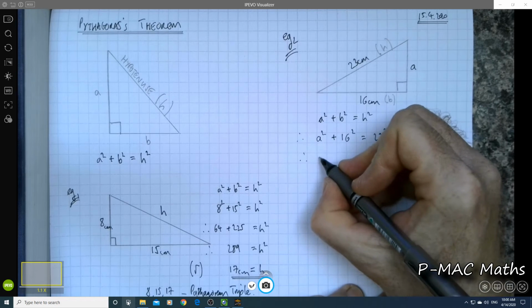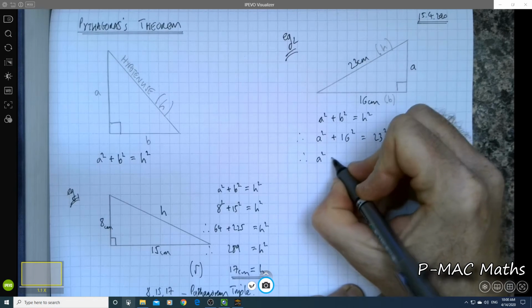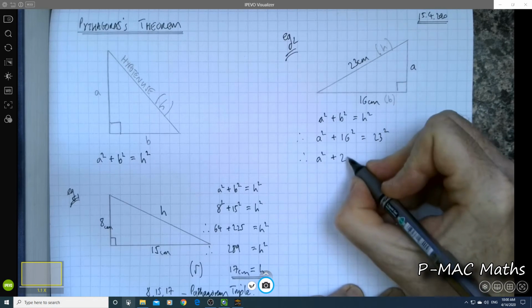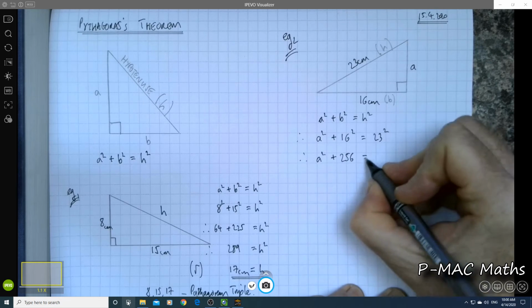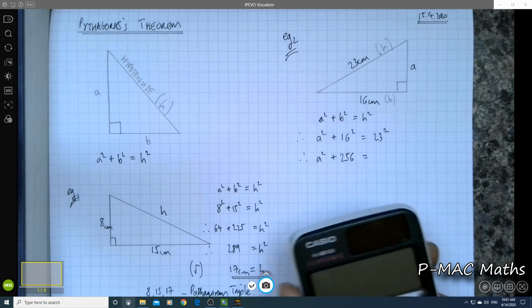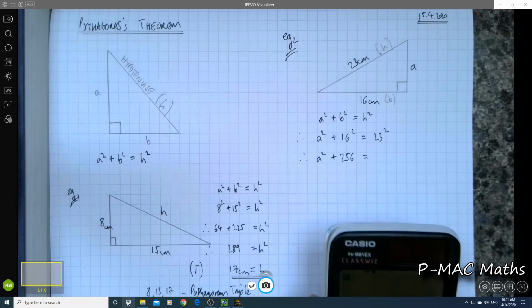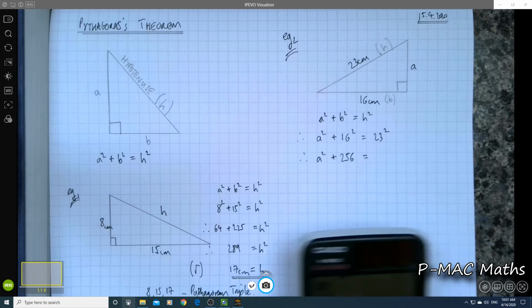Let's now square these numbers. A squared plus 16 squared is 256. Can't remember 23 squared off the top of my head. 529.